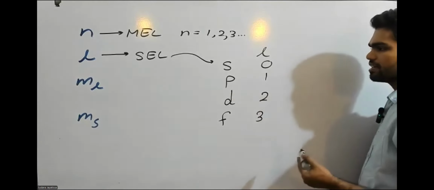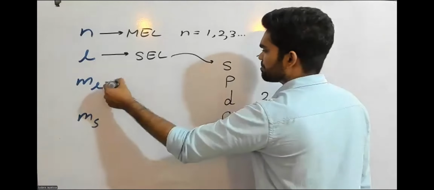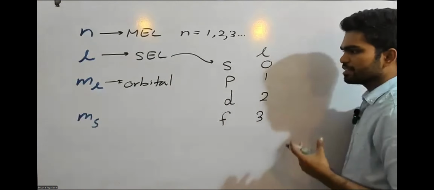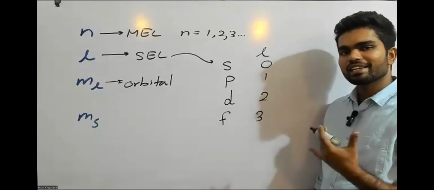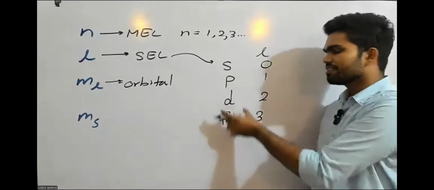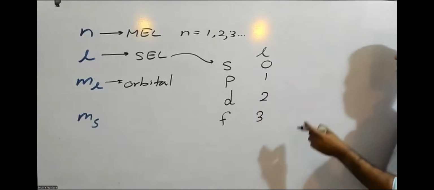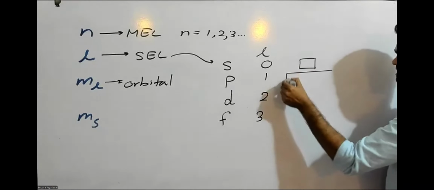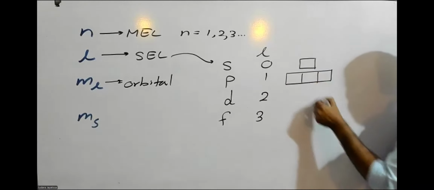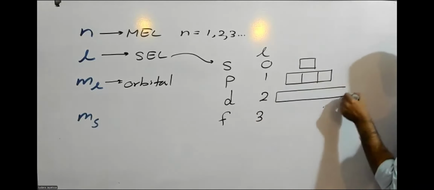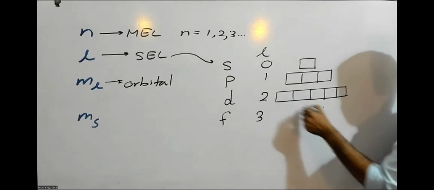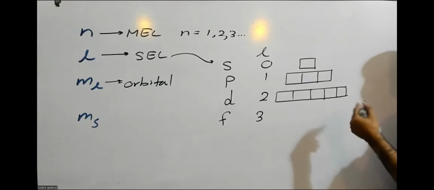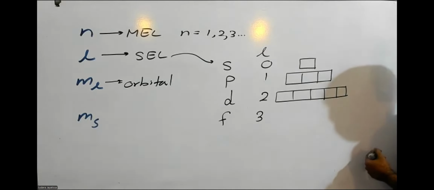Because when we go to the next quantum number, we are representing orbitals. Each sub energy level can contain a fixed number of orbitals. For example, the s sub energy level has 1 orbital, the p sub energy level has 3 orbitals, and d has 5 orbitals. Remember, like that, f will have 7 orbitals. To represent them, we use this magnetic quantum number.